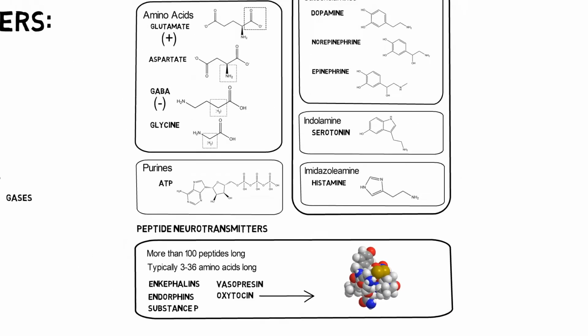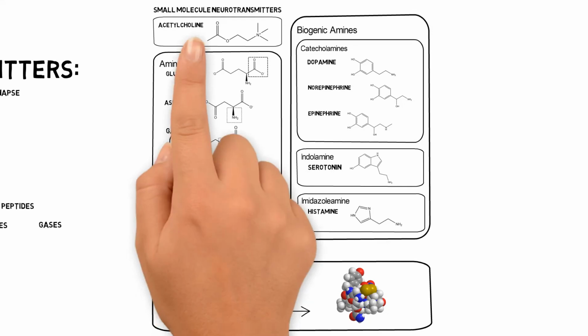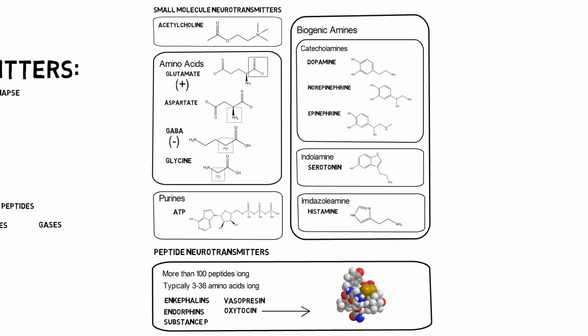All these chemicals are released by the axon in response to the action potential and are part of the electrochemical signaling process of the neuron. This ends the video on general neurotransmitters.